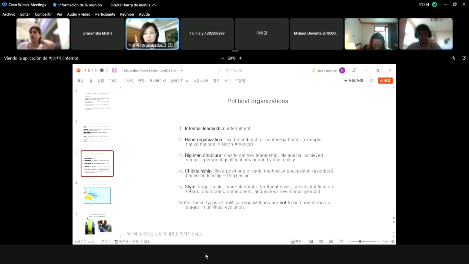One important thing to remember is that these are not an evolutionary sequence. These types of political organizations are not to be understood as stages in unilinear evolution, meaning that all societies go through these 5 stages. It's not like that. Different kinds of political organizations may be found in the same society, and I will provide some examples of such.